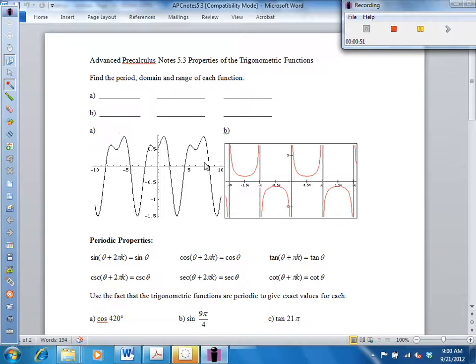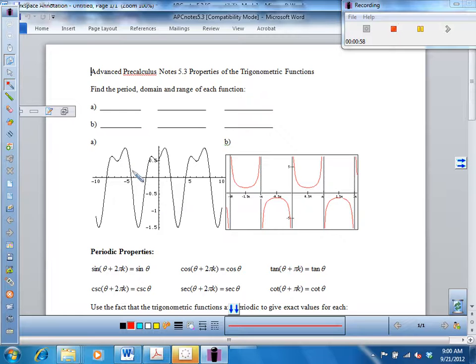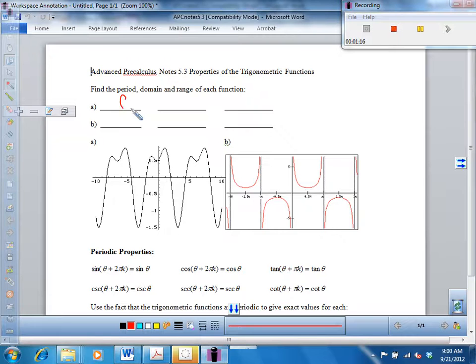So this is a periodic function. To find the period, you just go from where it looks the same to where it looks the same. If you count over here, how long would you say the period of this function is? About 6. 1, 2, 3, 4, 5, and a little bit. So for function A, the period is about 6.